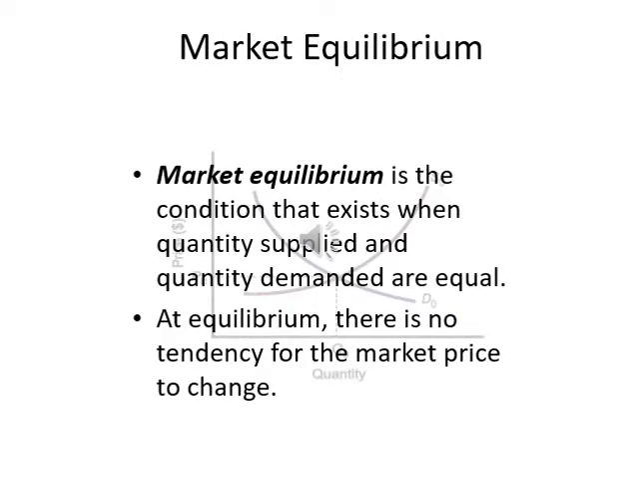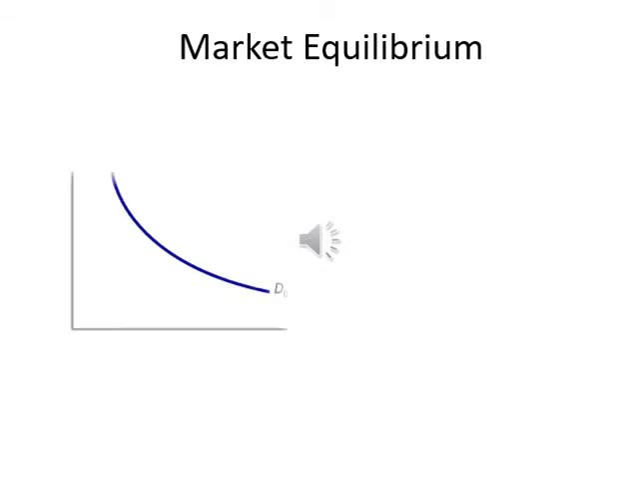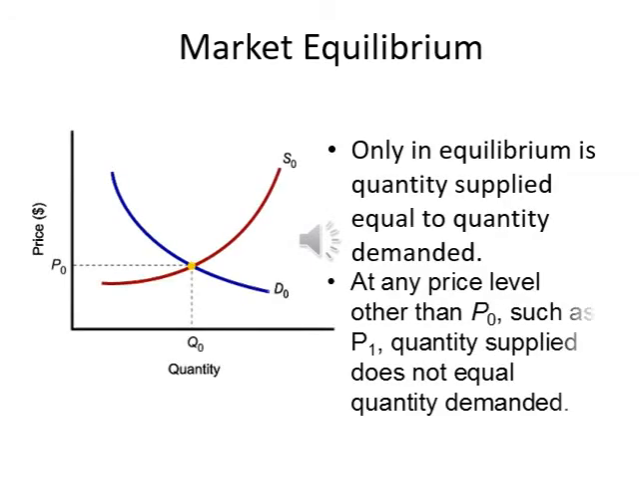Market equilibrium is the condition that exists when quantity supplied and quantity demanded are equal. At equilibrium, there is no tendency for the market price to change. Only in equilibrium is quantity supplied equal to quantity demanded. At any price level other than P0, such as P1, quantity supplied does not equal quantity demanded.